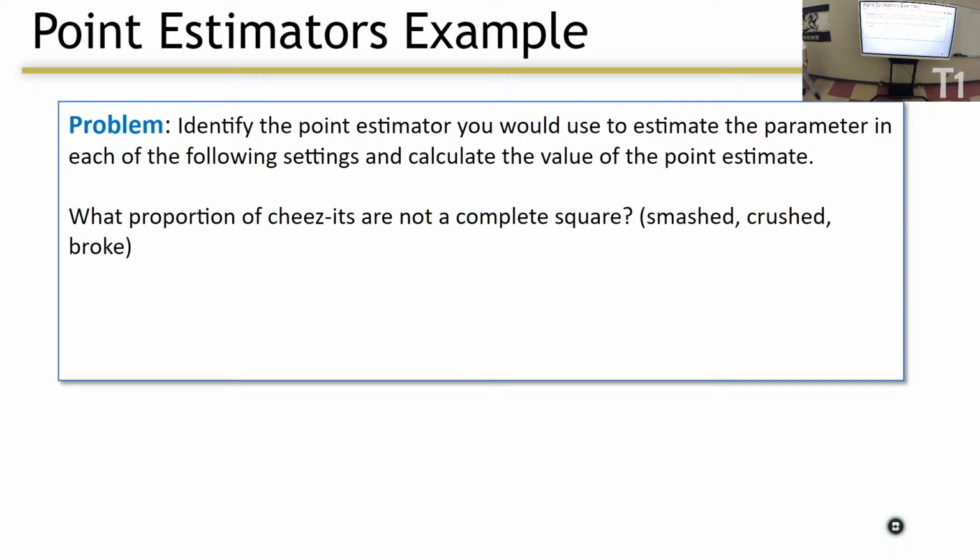Okay? Easiest question in the world. You hope I ask 800 of these on the test. Not really, because you will get bored. Identify the point estimate. Okay, I'm either using x bar or p hat. What would you use to estimate the parameter in each of the following settings, and calculate that value? What proportion?